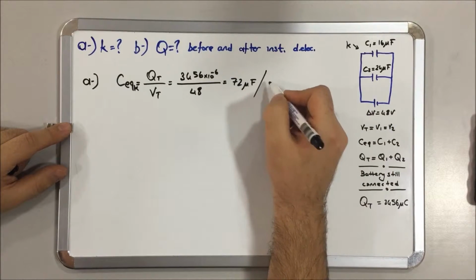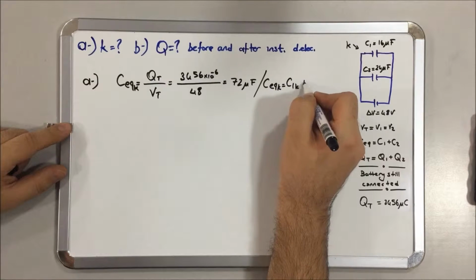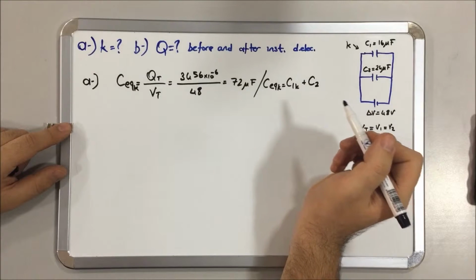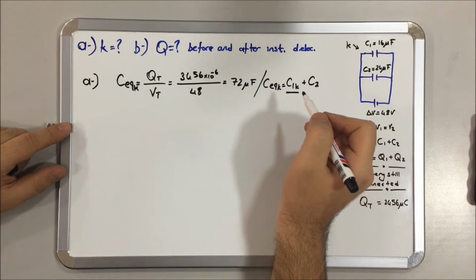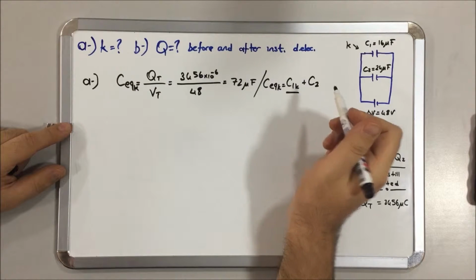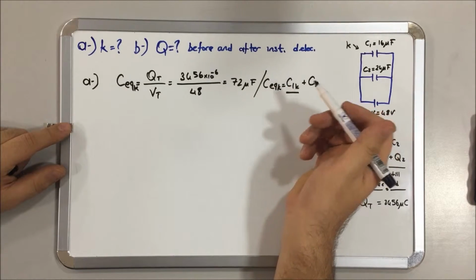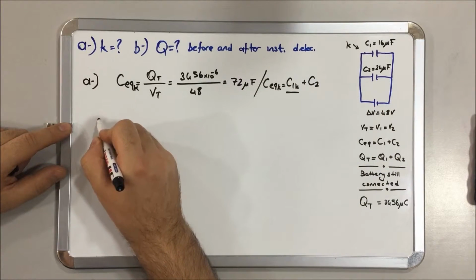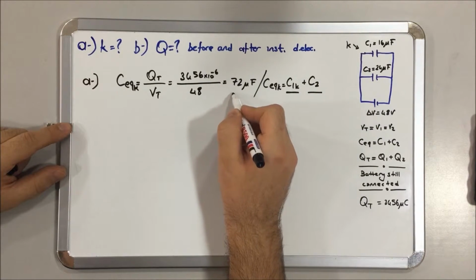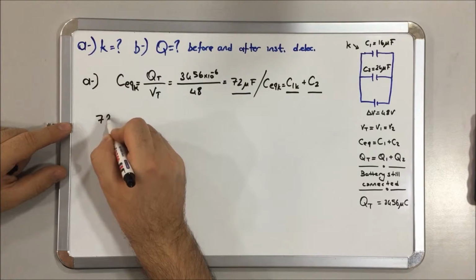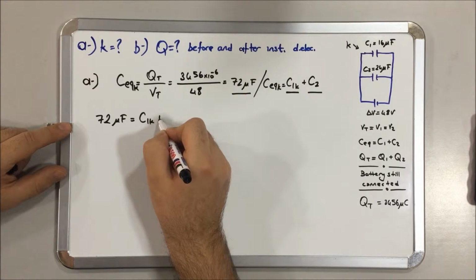microfarad. And we also know C equivalence K is equal to C1K plus C2. And from there I can calculate the C1K. If I want the C1K, by using the formula of dielectric constant, I can calculate the dielectric constant also. So C equivalence is equal to C1K plus C2. C equivalence I calculated 72 microfarad, which is equal to C1K plus C2.